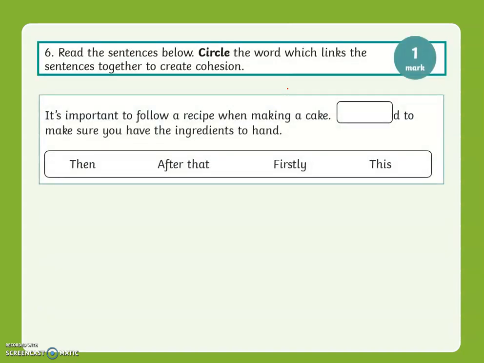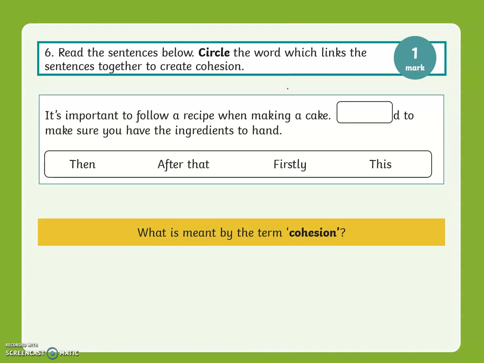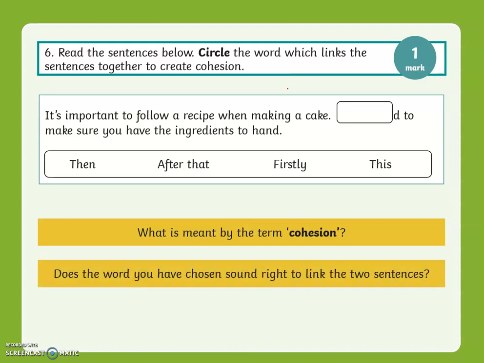Right. Read the sentences below. Circle the word which links the sentences together to create cohesion. It's important to follow a recipe when making a cake. Something to make sure that you have the ingredients to hand. So, it's making sentences create cohesion. Remember, we did this yesterday, didn't we? We were thinking about how to make sure that sentences between full stops make proper sense, making sure that it's accurate. So, what is meant by the term cohesion? It essentially means that the sentences together make sense.